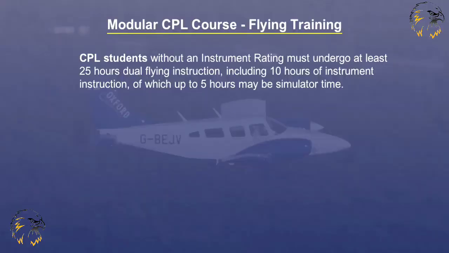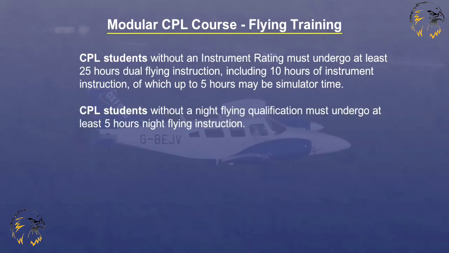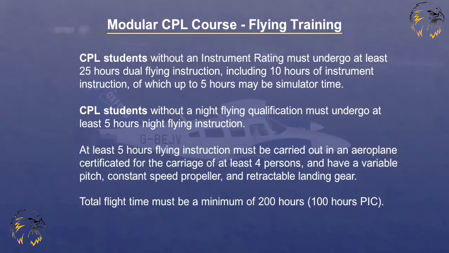CPL students without an instrument rating must undergo at least 25 hours dual flying instruction, including 10 hours of instrument instruction, of which up to 5 hours may be instrument ground time, using an approved flight simulator. Additionally, CPL students without a night flying qualification must undergo at least 5 hours night flying instruction. At least 5 hours of flying instruction must be carried out in an aeroplane certificated for the carriage of at least 4 persons, and have a variable pitch, constant speed propeller, and retractable landing gear.